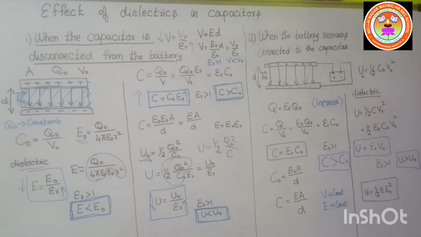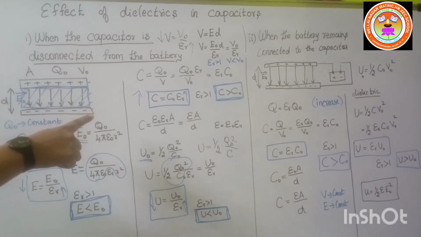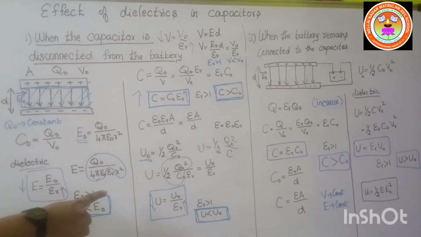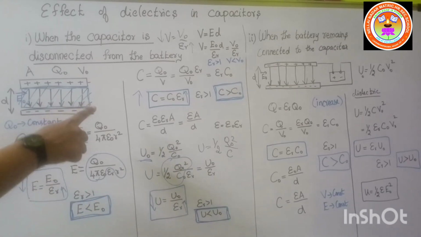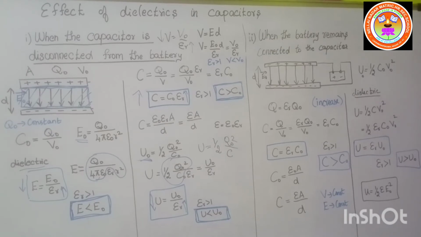So what is the conclusion? Children, when you disconnect the battery, the electric field decreases, the potential decreases, the capacitance increases, and the energy also decreases. Here capacitance increases, energy decreases. That is the conclusion for the first concept, when the capacitor is disconnected from the battery.